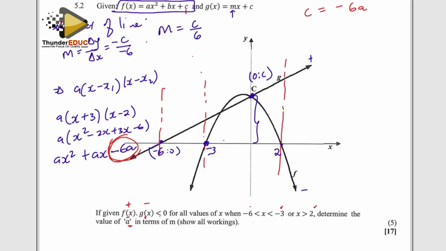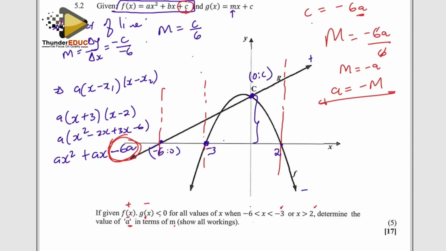This, I'm representing it as this C here. Then I don't need C because they said they want A in terms of M. So I'm going to get this C and replace it with that. So M is going to be negative 6a over 6. This cancels that, which means M is negative A. Since I want A, it's going to be negative M. So I can do it that way.